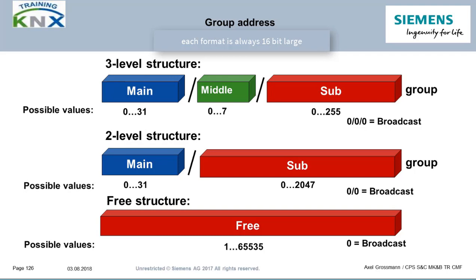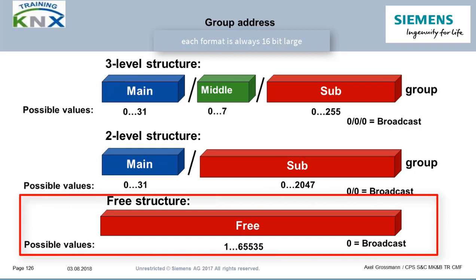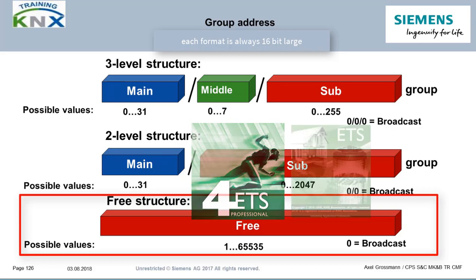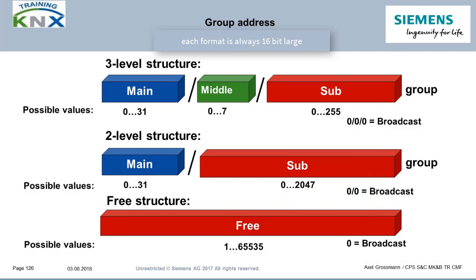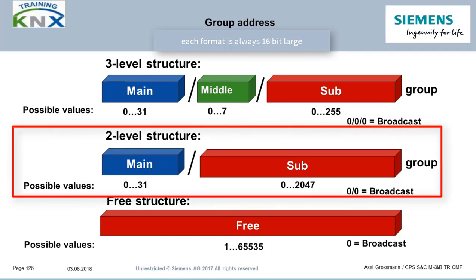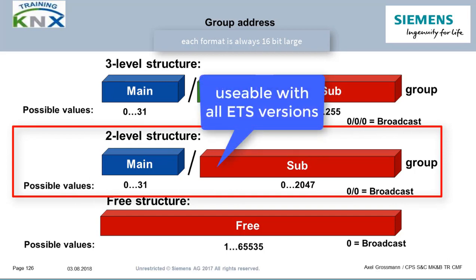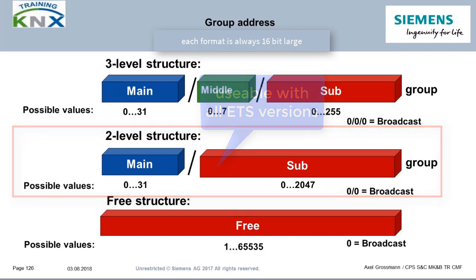If you decide to create your very own address structure, you can do that with what is called the free structure. This option, however, is available as from ETS4 and higher only. In the beginning of EIB, the predecessor of KNX, an arbitrary structure has been set. It started with the two-level structure in ETS1. It has 32 main groups with 2048 subgroups each and can still be used in the current version of ETS.